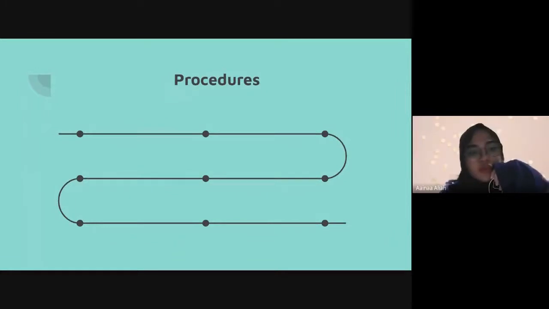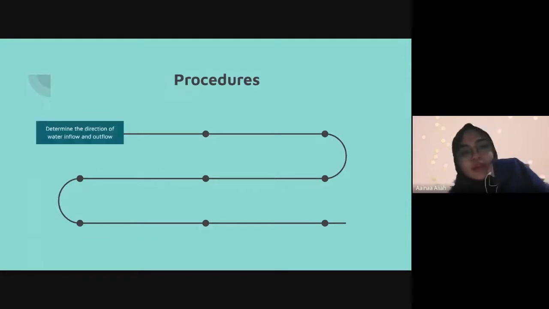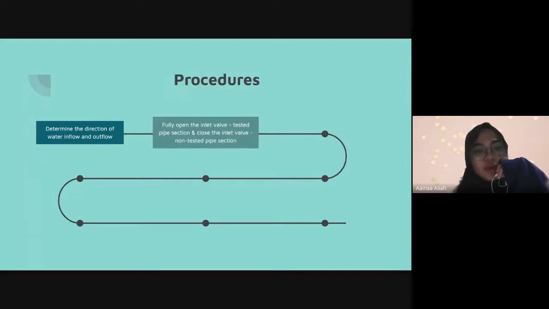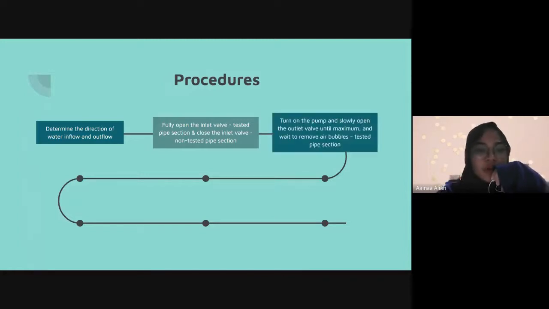Okay, so next we move on to the procedures. First, we need to determine the direction of water inflow and outflow for the tested pipe section. Next, we need to fully open the inlet valve by turning it anti-clockwise for the tested pipe section, and close the inlet valve by turning it clockwise for the non-tested pipe section. Next, we need to turn on the pump and slowly open the outlet valve by turning it anti-clockwise until maximum, which means fully open, and wait for a while in order to remove any air bubbles for the tested pipe section.